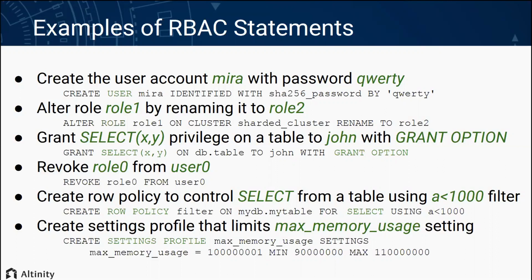Similarly, for altering a role, if you have one role and you want to rename it, you will just use the alter role command. For granting and revoking, we will use the grant and revoke statements. For example, there is a select privilege that can specify a privilege to read from a specific column or tuple of columns. You can specify which columns you grant access to. For example, grant select X, Y will grant access to the X and Y columns on some table to a user, for example John, with grant option, and the grant option again will allow the user John to potentially grant this privilege to some other user.